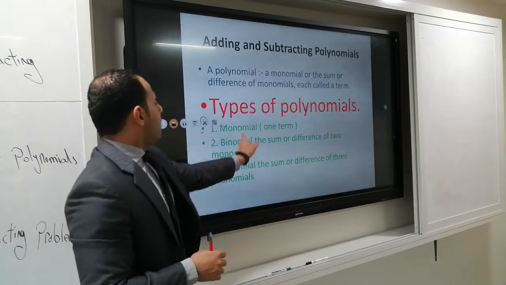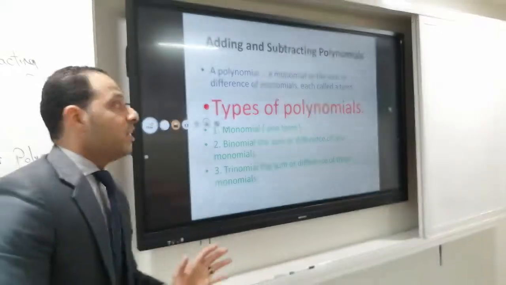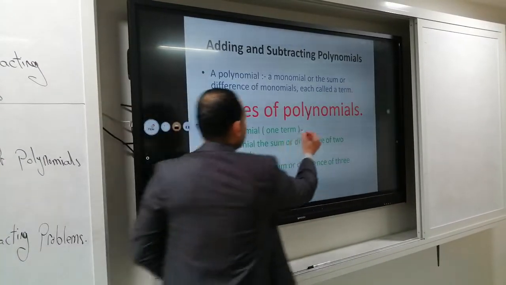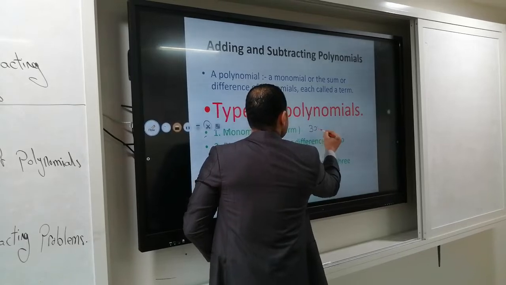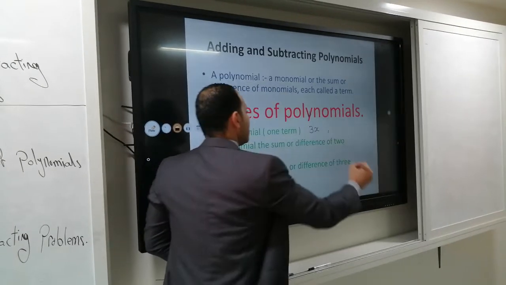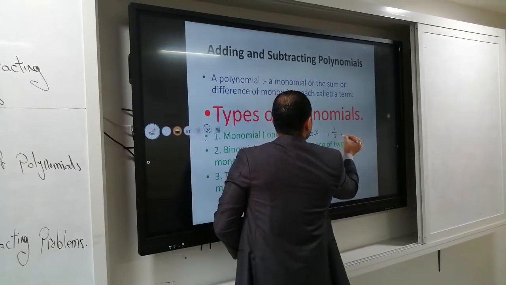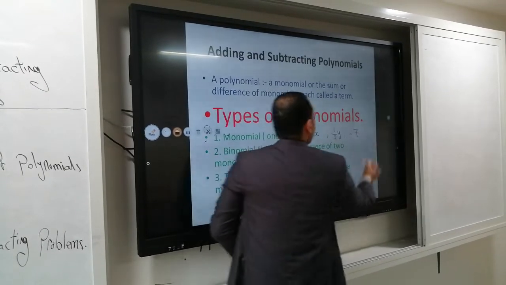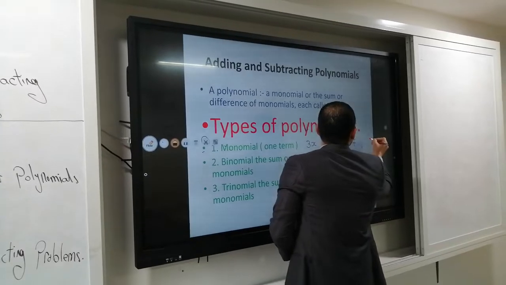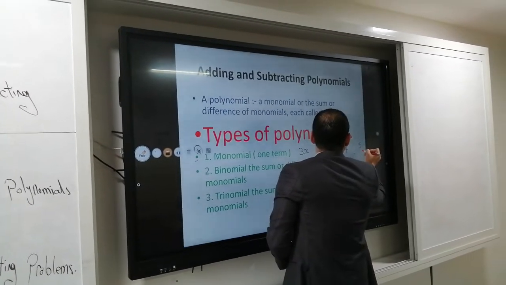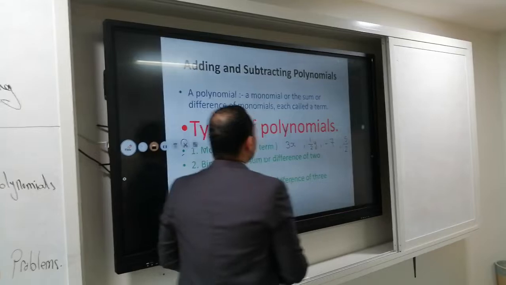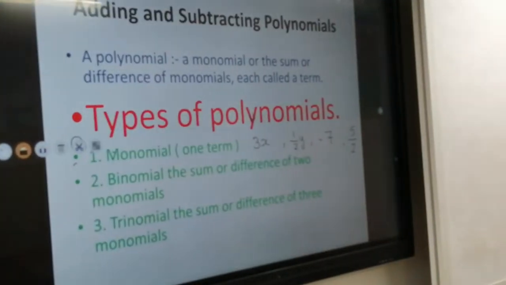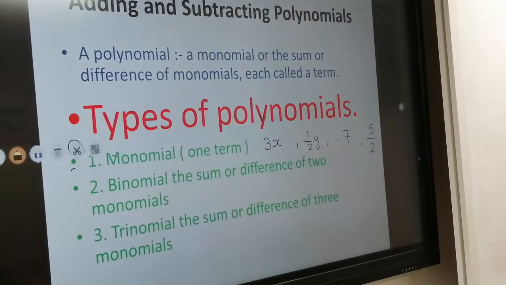Can you give me an example for a monomial, please? Monomial means one term. Mono means one. It may be 3x. It may be half y. Excellent. -7. And 5/2. All these are monomials. Excellent, my dear students.